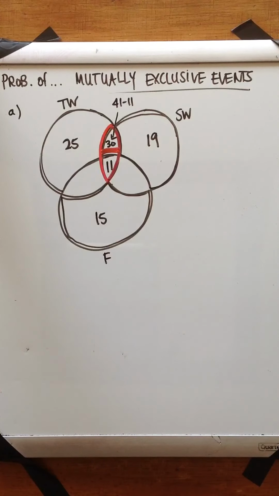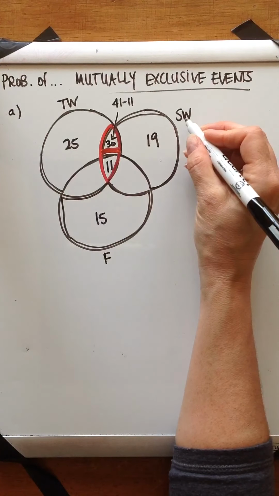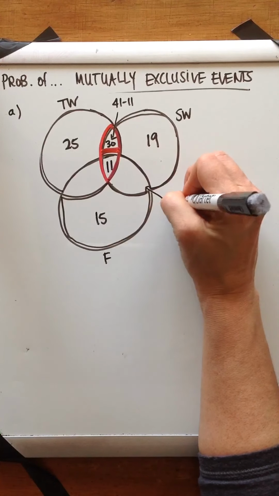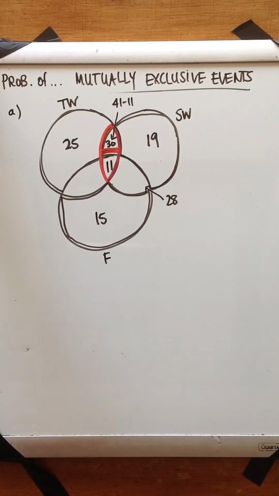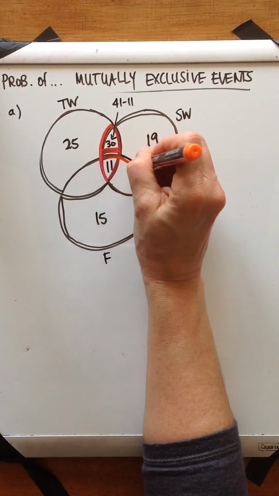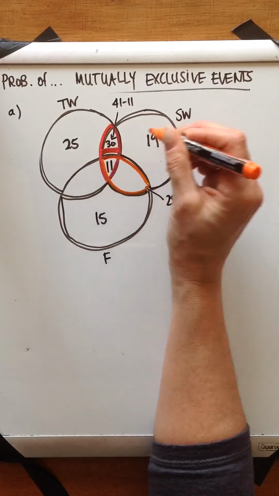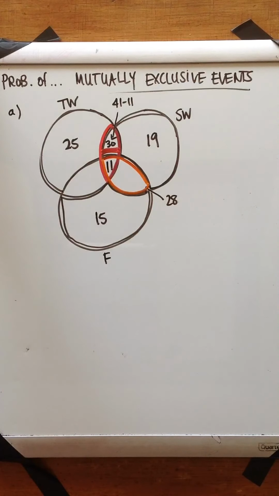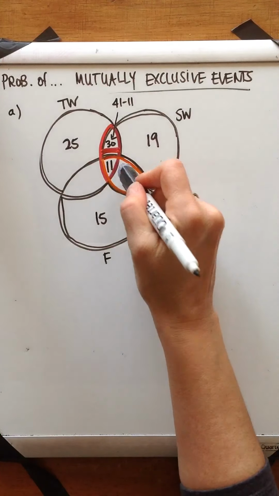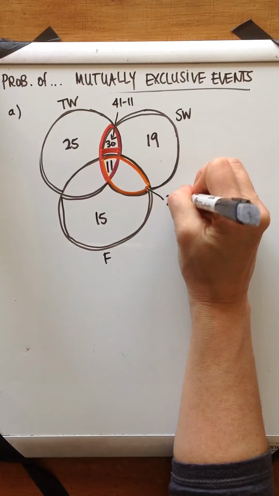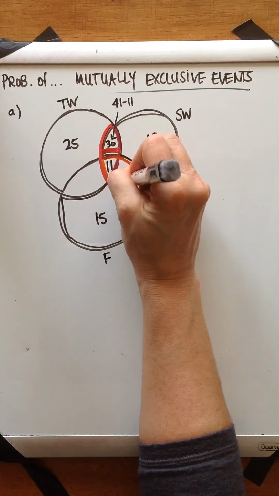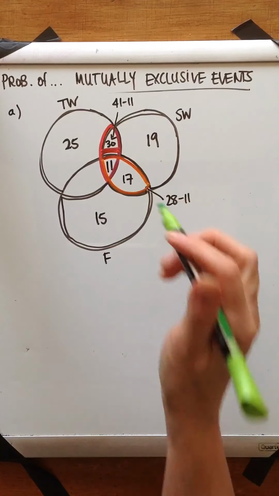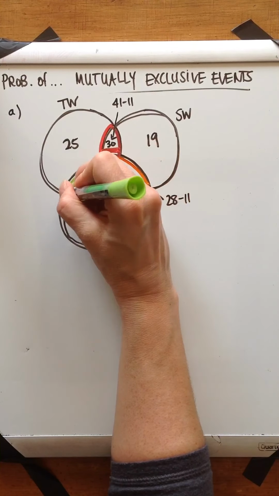We're also told that 28 subscribe to Star Watch and Fashions. So again, that 28 is for the entire, I like just calling it the cat's eye, this whole overlap between the Star Watch and Fashions circles. So if we want to know what's in this little section, we have to do 28 minus 11, which gives us 17. And then finally, we're told that there's 32 for this entire section.